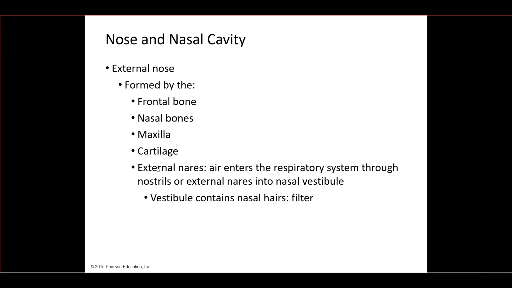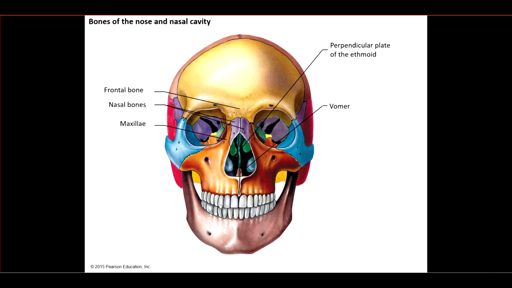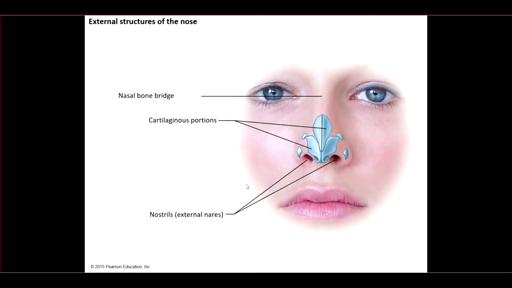There are openings into the nasal cavity from the outside. They're referred to as the external nares. This is what we would commonly call the nostrils. So air enters the respiratory system through these external nares, and then the area behind the external nares is known as the vestibule. The vestibule also has some hair there for filtering, and I'll show you a picture of that in a moment.